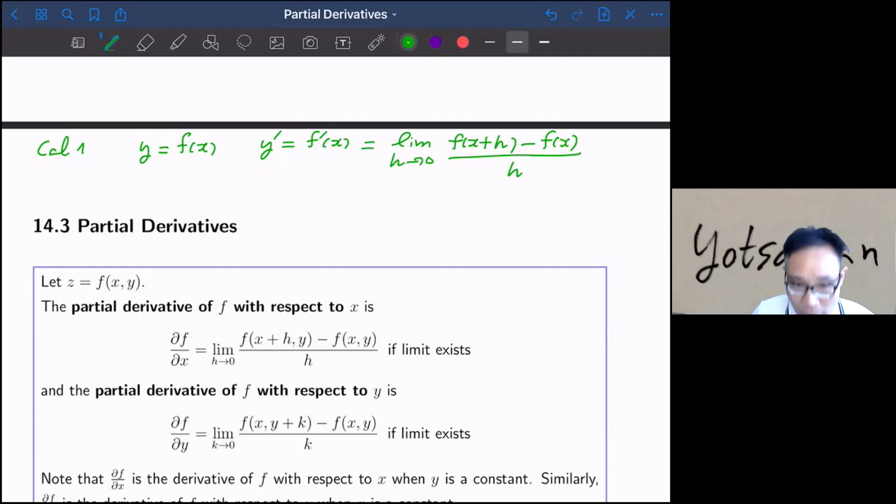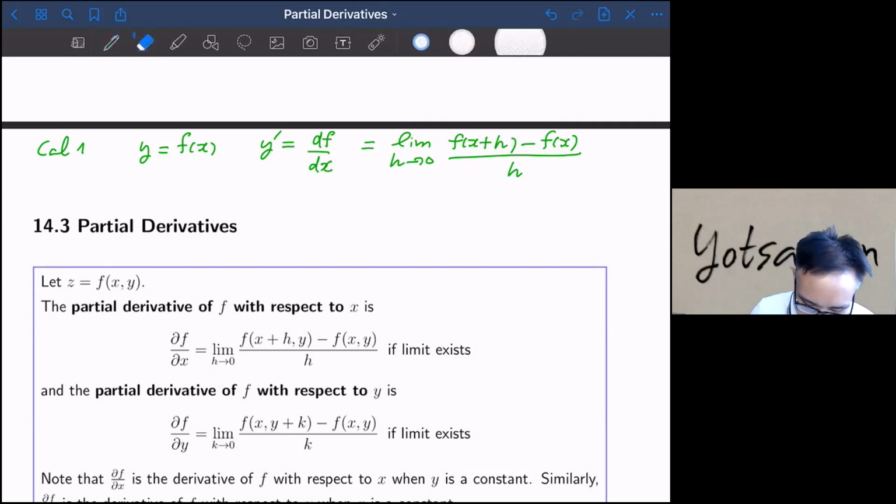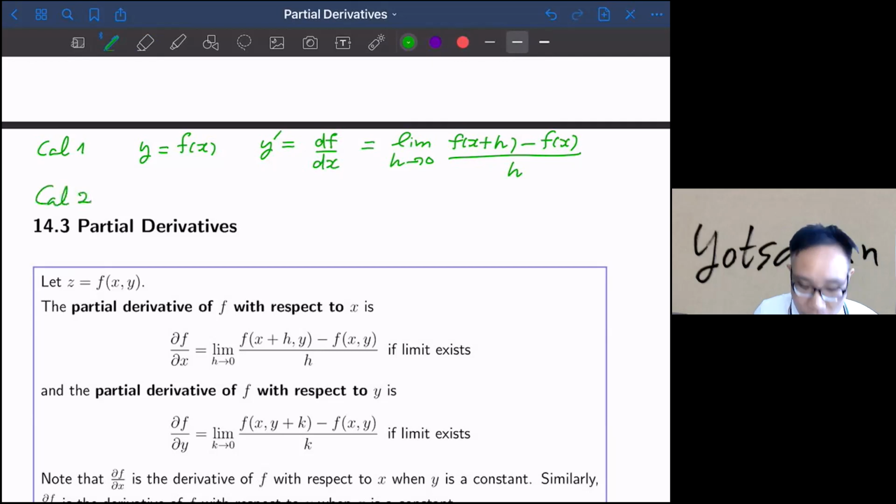The notation for y prime or f prime of x can be written in the fraction way, like df dx. This is the notation that we used in Calculus 1. So it's going to be df dx that I taught you last semester. And for Calculus 2, you have z equal to f(x, y).